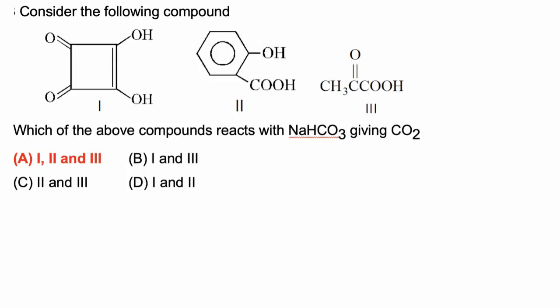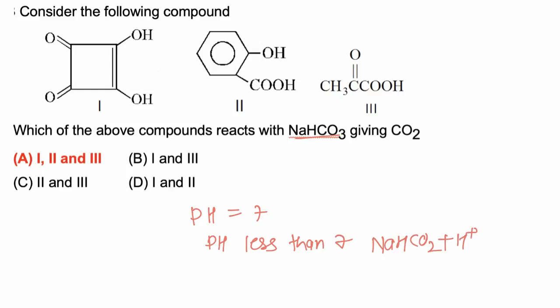In this question we have to find which of the following compounds will react with NaHCO3 to give CO2. Any molecule which has pH equal to 7 or pH less than 7 will always react with NaHCO3 to produce carbon dioxide gas.